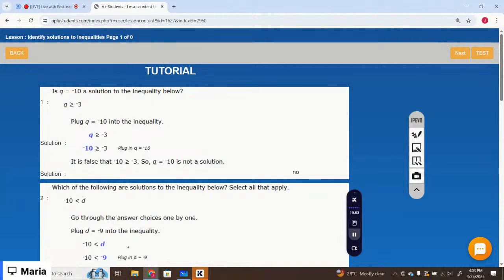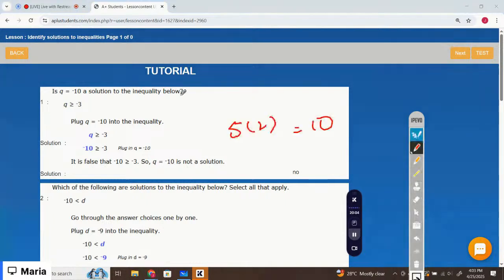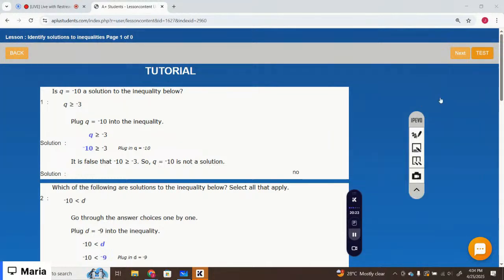Is Q equals negative 10 a solution to the inequality below? So Q equals negative 10. The inequality is Q is greater than or equal to negative 3. So replace the Q with the value: negative 10 is greater than or equal to negative 3. No, negative 10 is not greater than negative 3. So that is not the solution. Let's just start with the test questions.